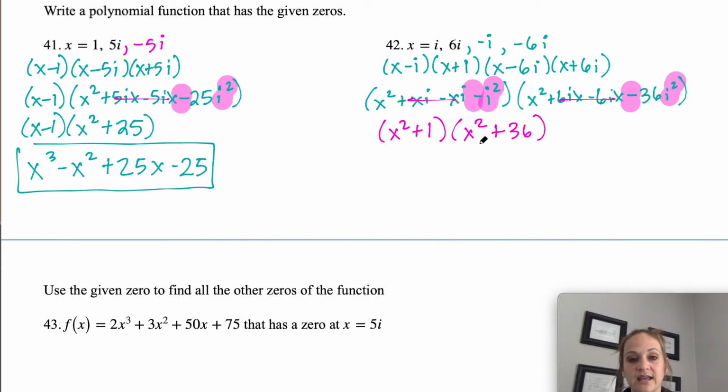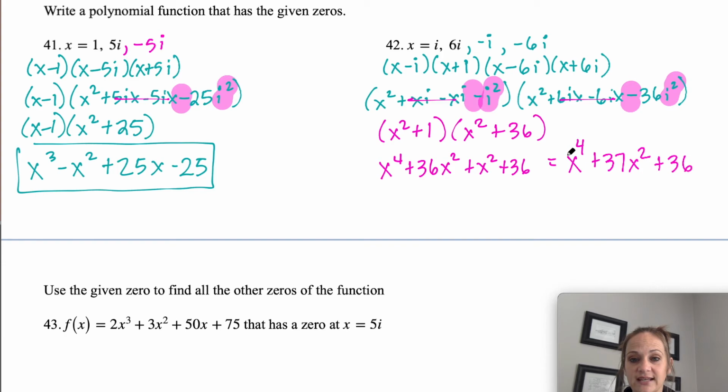And now you can FOIL. You'll get x to the 4th plus 36x squared plus another x squared plus 36. So your final answer is x to the 4th plus 37x squared plus 36.